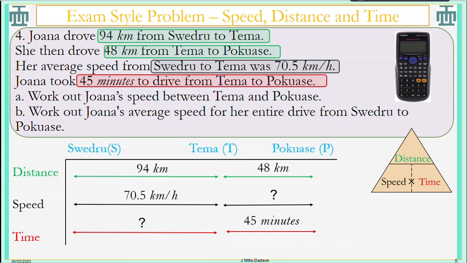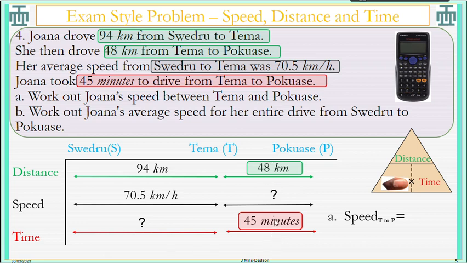Now look at the question. Work out speed between Tema and Pokuase. This is what I'm looking for. And I've got two important pieces of information, time and distance. To work out speed, you cover speed. Now remember, I'm dividing distance in kilometers by time, which is in minutes.